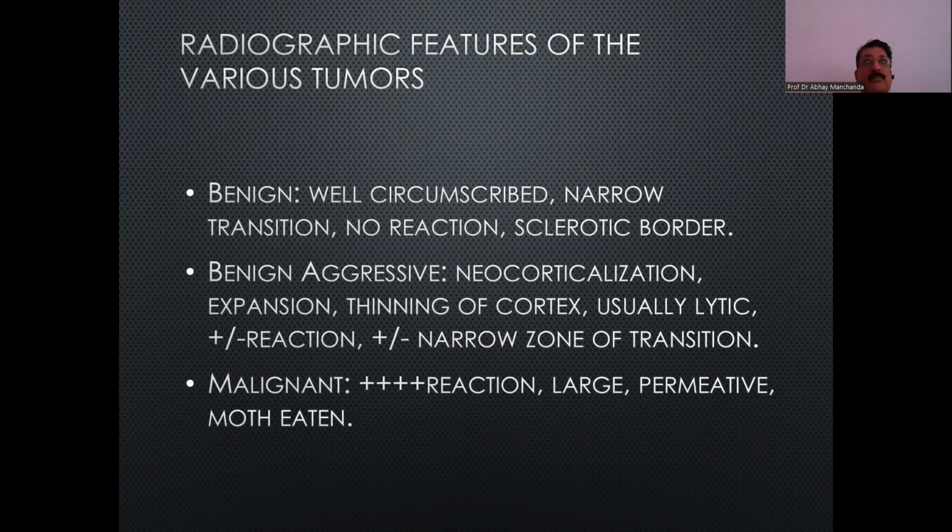Now, in purely malignant tumors, the third variety, the risky variety, which may be life-threatening, you see extremely great periosteal reaction. This tumor may be large, they may be permeative, that means they go through and through, and they may appear moth-eaten. So these are the various varieties of tumors that you see on the X-ray.